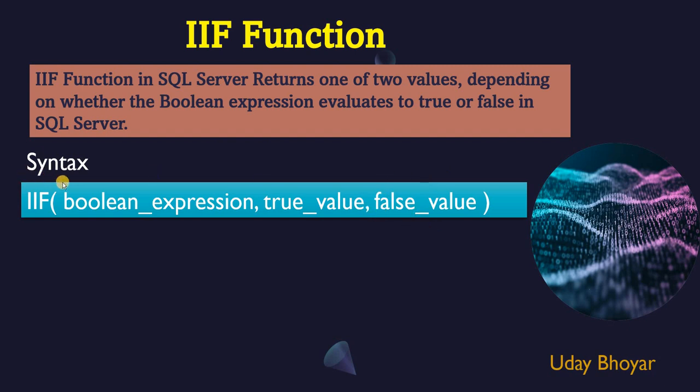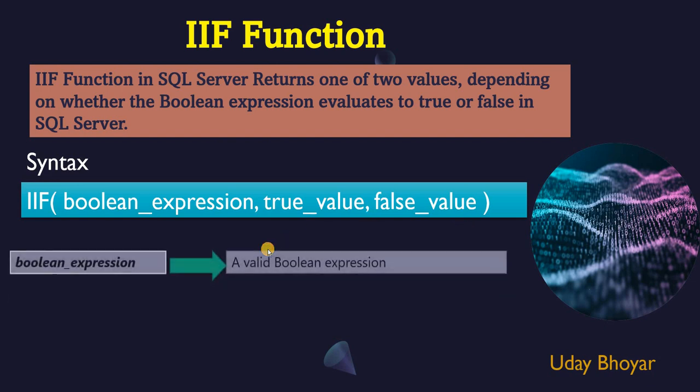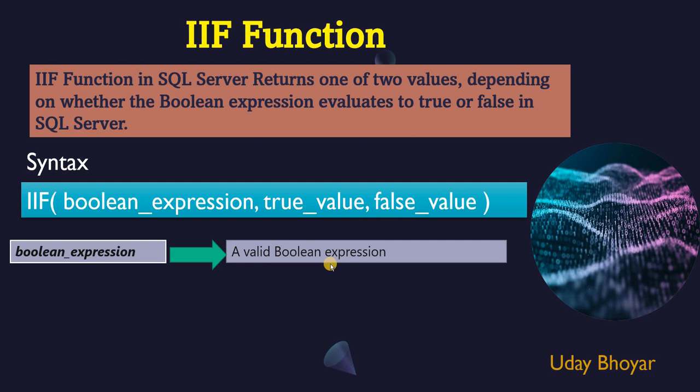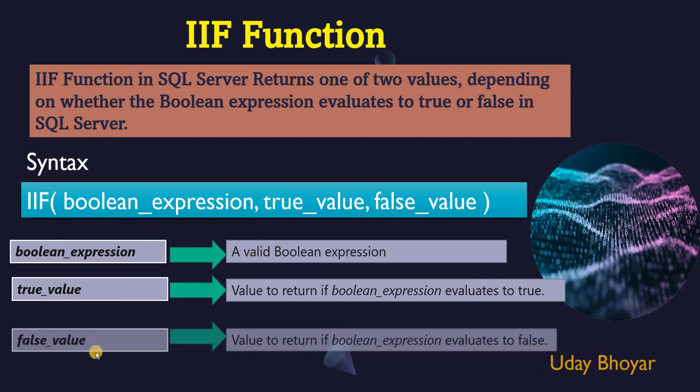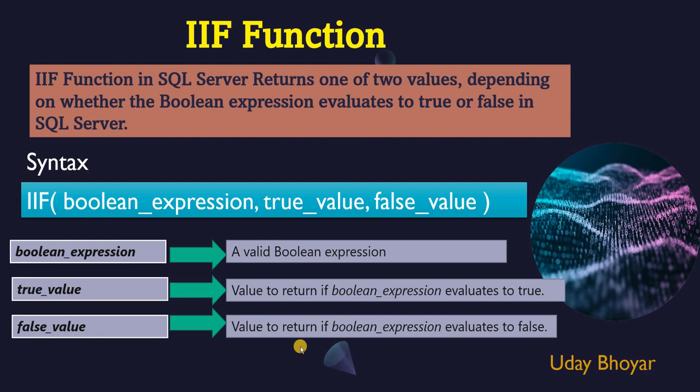The syntax of the IF function is very simple. It is the IF keyword followed by the Boolean expression in brackets, then the true value if the Boolean expression is true, and then the false value if the Boolean expression is false. The Boolean expression is a valid condition that you provide in order to retrieve the data. The true value is the value to be returned if the Boolean expression is true, and the false value is the value to be returned if the Boolean expression is false.